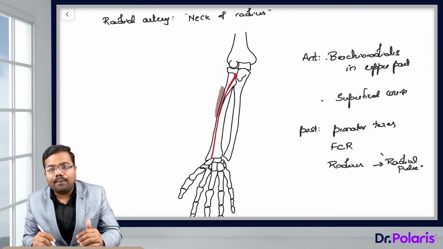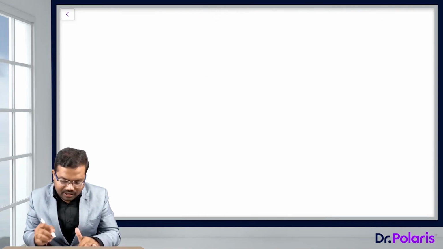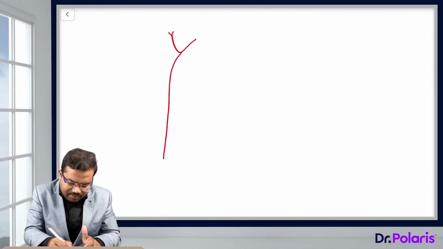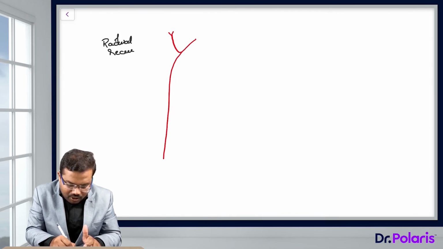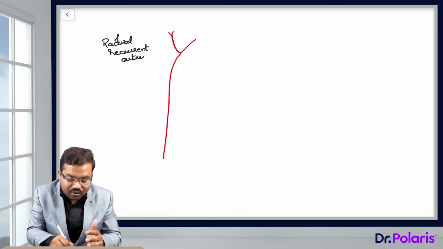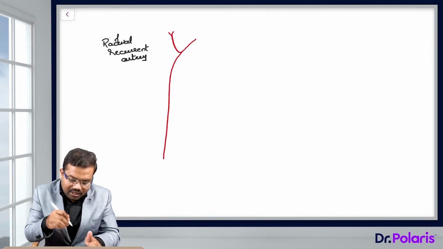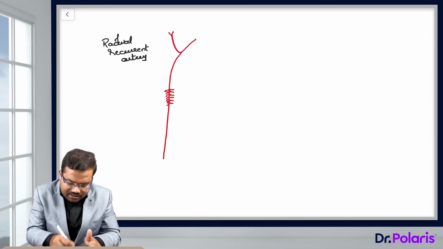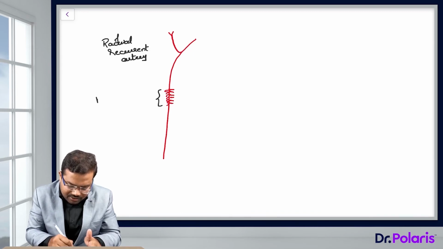Now let's shift to the branches. Now the radial artery, if this is the course of the radial artery, it will give a branch called the radial recurrent. There is only one recurrent branch, that is the radial recurrent artery, whereas in the ulnar artery we have both anterior ulnar recurrent and posterior ulnar recurrent artery. But here there is only one radial recurrent artery. And further during the course it will give small branches to the muscles. So they are called muscular branches. That's the second group.